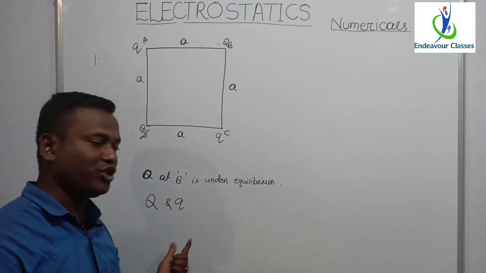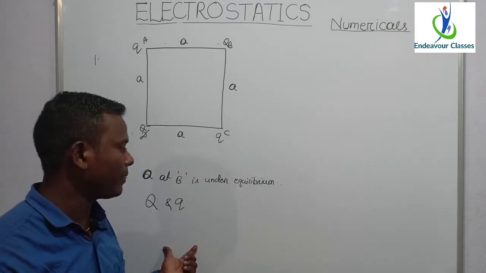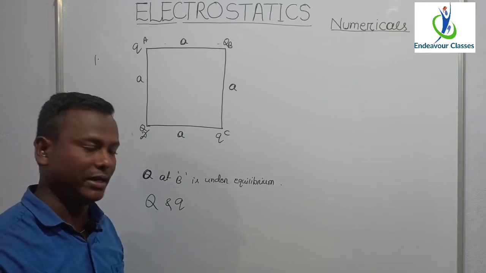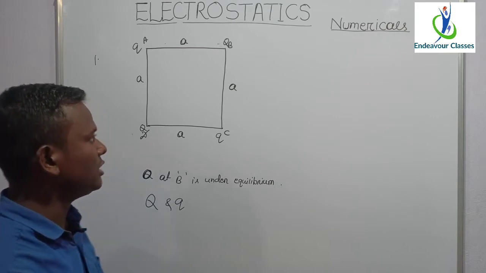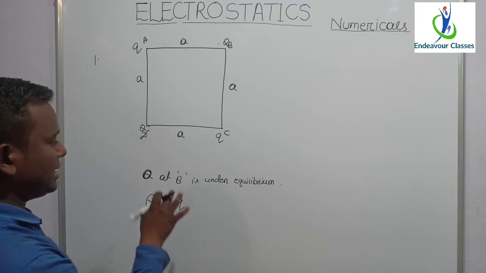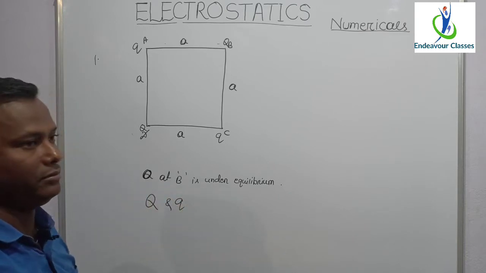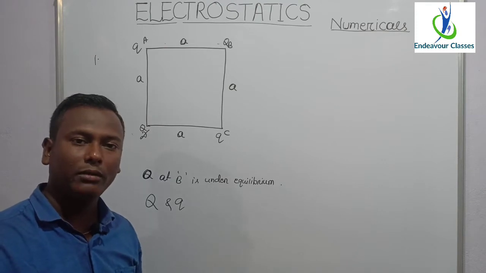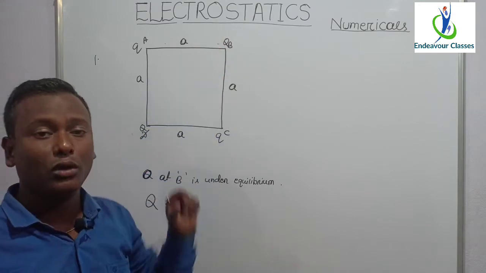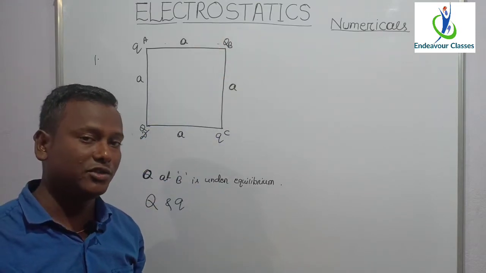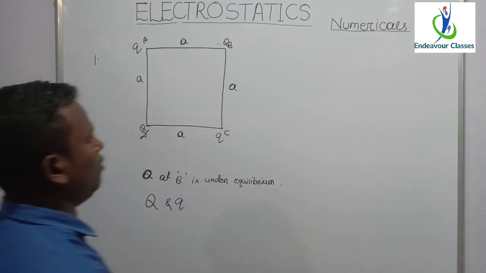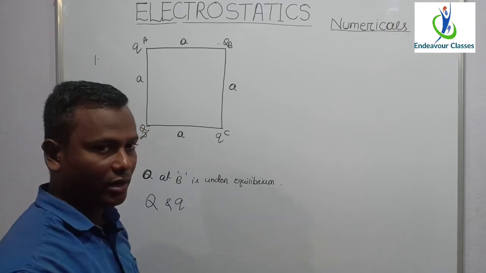Now this question seems to be a bit difficult, but if your approach is perfect, then this can also be easily done. You see, the theme of this problem is that the Q at B is under equilibrium. Now under which condition will a body be under equilibrium? That means if all the forces acting on the charged particle Q sum up to give a resultant of 0, then only Q will be under equilibrium. So we will find out all the forces.